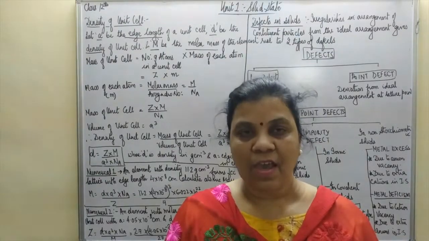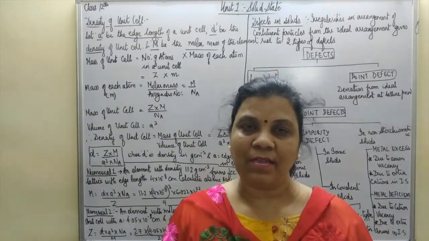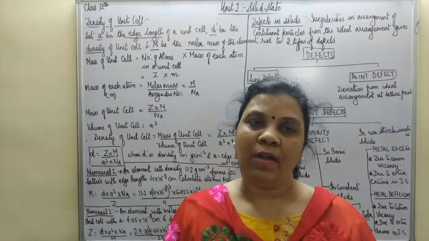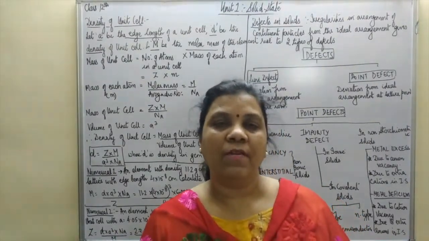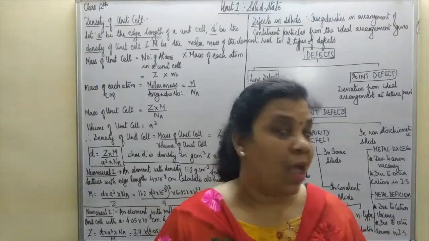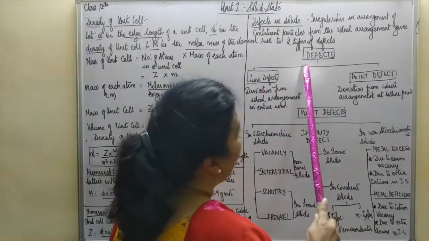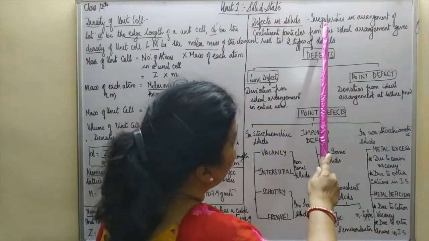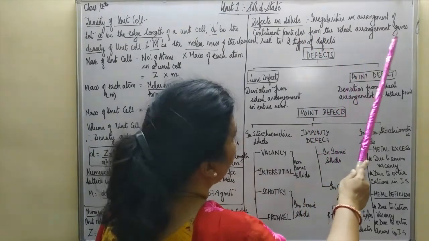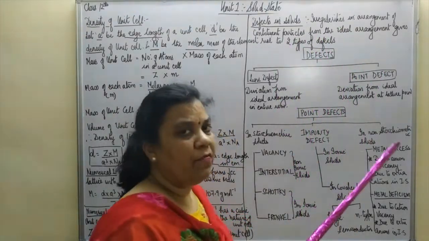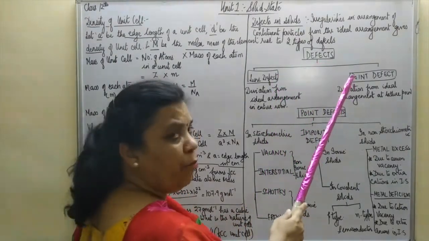But when any deviation or irregularity arises in this perfectly ideal crystal, this gives rise to defects or imperfections in solids. So let us learn about the defects and imperfections, and I have briefed all the defects in the form of a flowchart. So what are defects? Irregularities in the arrangement of constituent particles from the ideal arrangement give rise to two types of defects. Broadly speaking, defects are of two types, line defect and point defect.